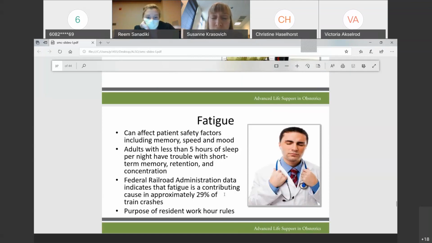The Federal Railroad Administration data, and this is a group that really wants to know about train crashes, right, indicate that fatigue is a contributing cause in approximately 29% of train crashes. And it's really part of the reason that we have resident work hours and that we have training around sleep issues.